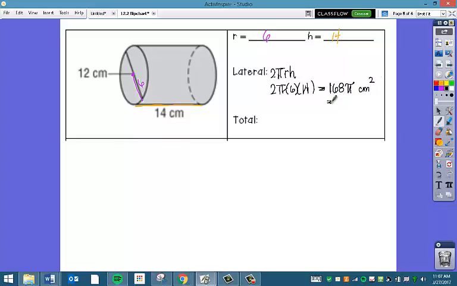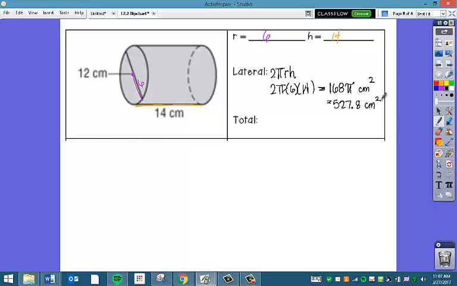If it said round to the nearest 10th or round to the nearest 100th, that's when we use the pi button on my calculator. Let's round to the nearest 10th. I would get 527.8 centimeters squared. Okay, that's my lateral surface area.